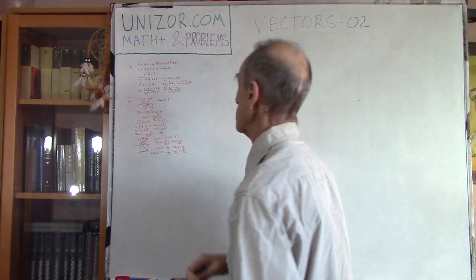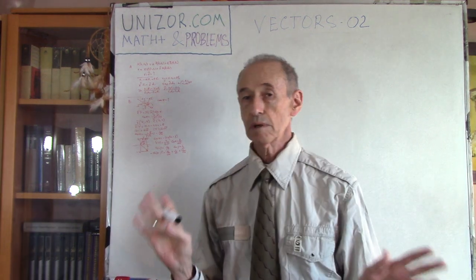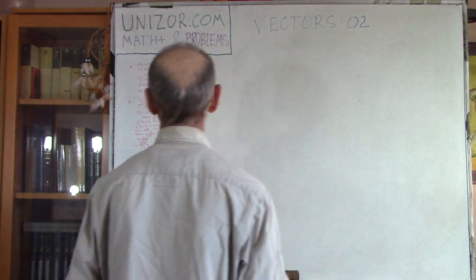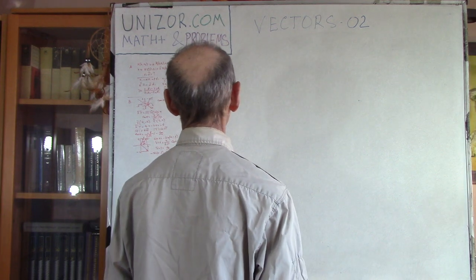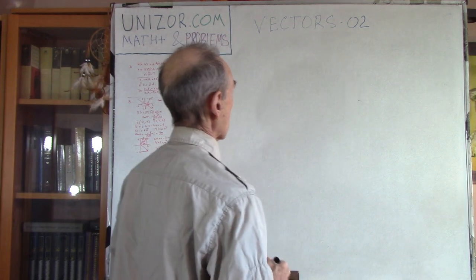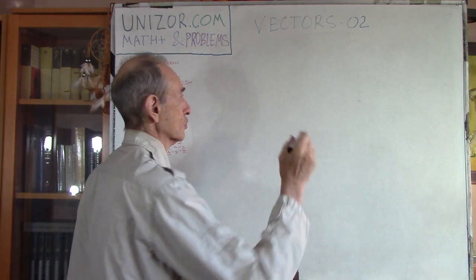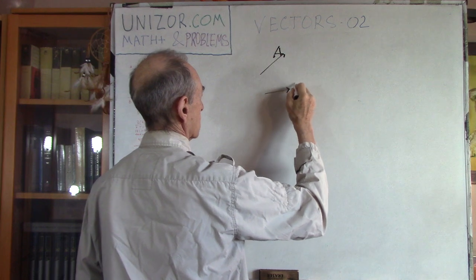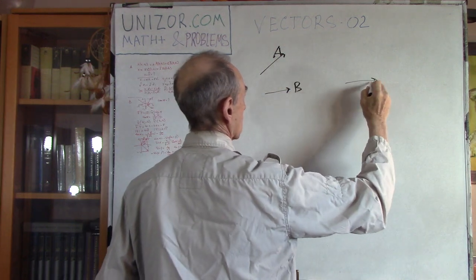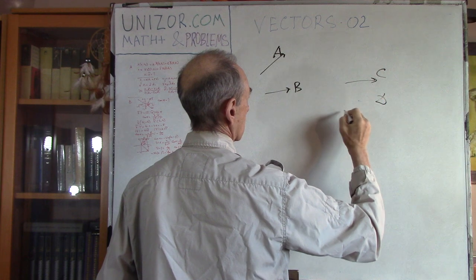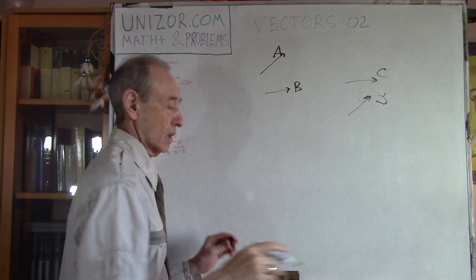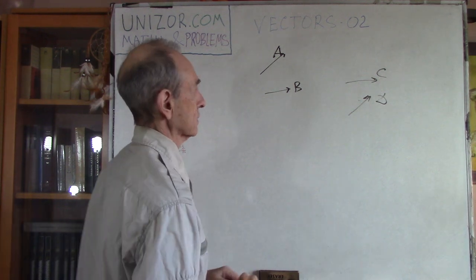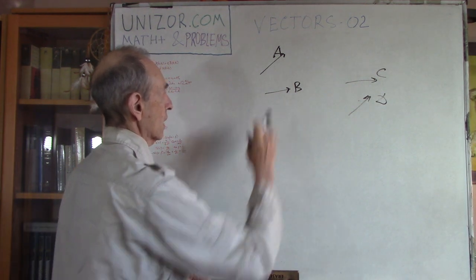Okay, so let's do some problems. These problems are kind of simple, so don't expect anything unusual. Okay, the problem number one. We have two base vectors, A and B, and two other, C and D, all on the plane, all two-dimensional vectors. Now, they are not collinear.